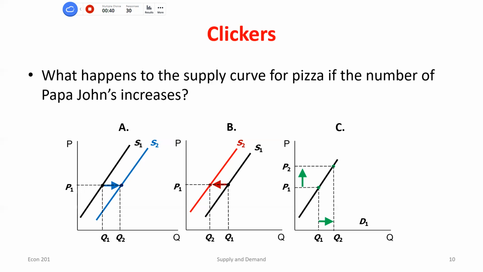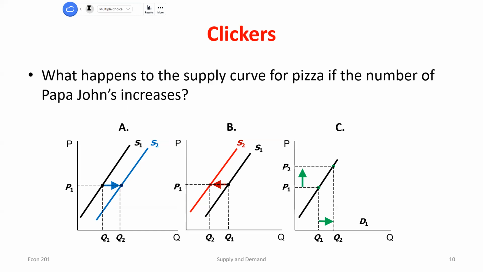If you haven't gotten an answer in, take your best guess here. If we see an increase in the number of Papa John's and the number of suppliers of pizza, what's going to happen to the supply curve for pizza? Maybe I was picking up some other people there. We got 38. I thought we had 39 before. Maybe I counted wrong. We were picking up someone from another class, but everybody got your answer in. I'm going to close it out.